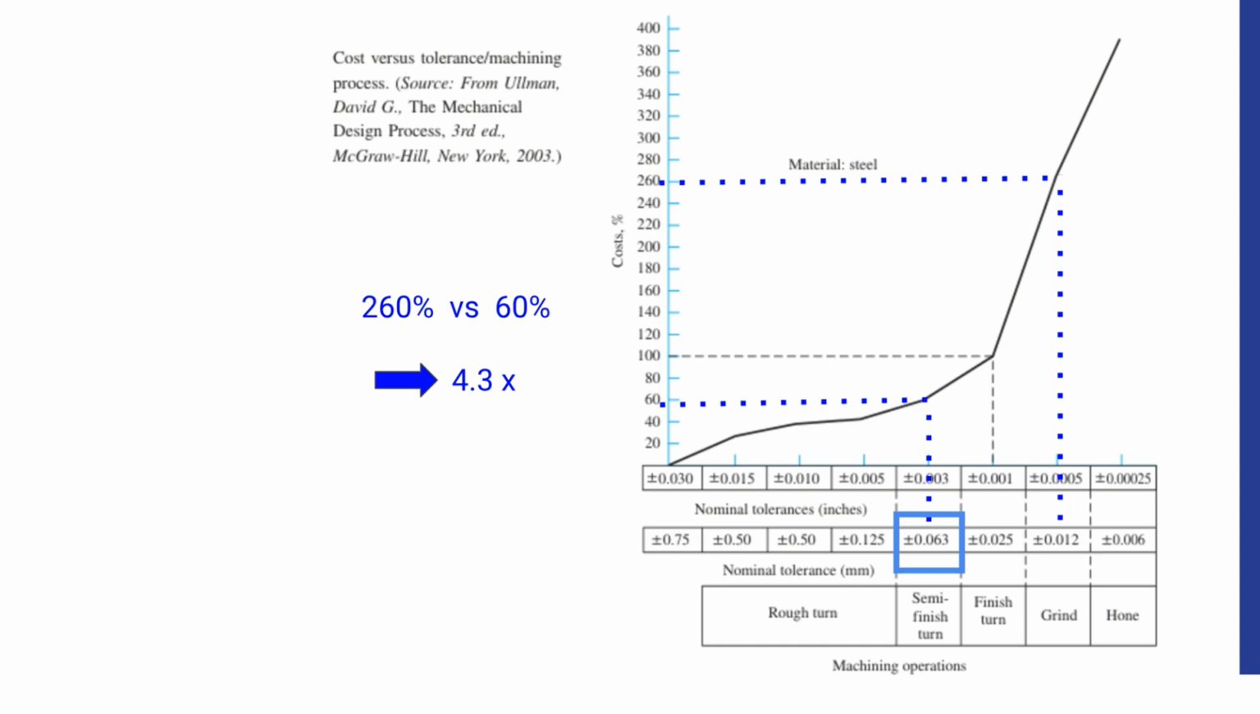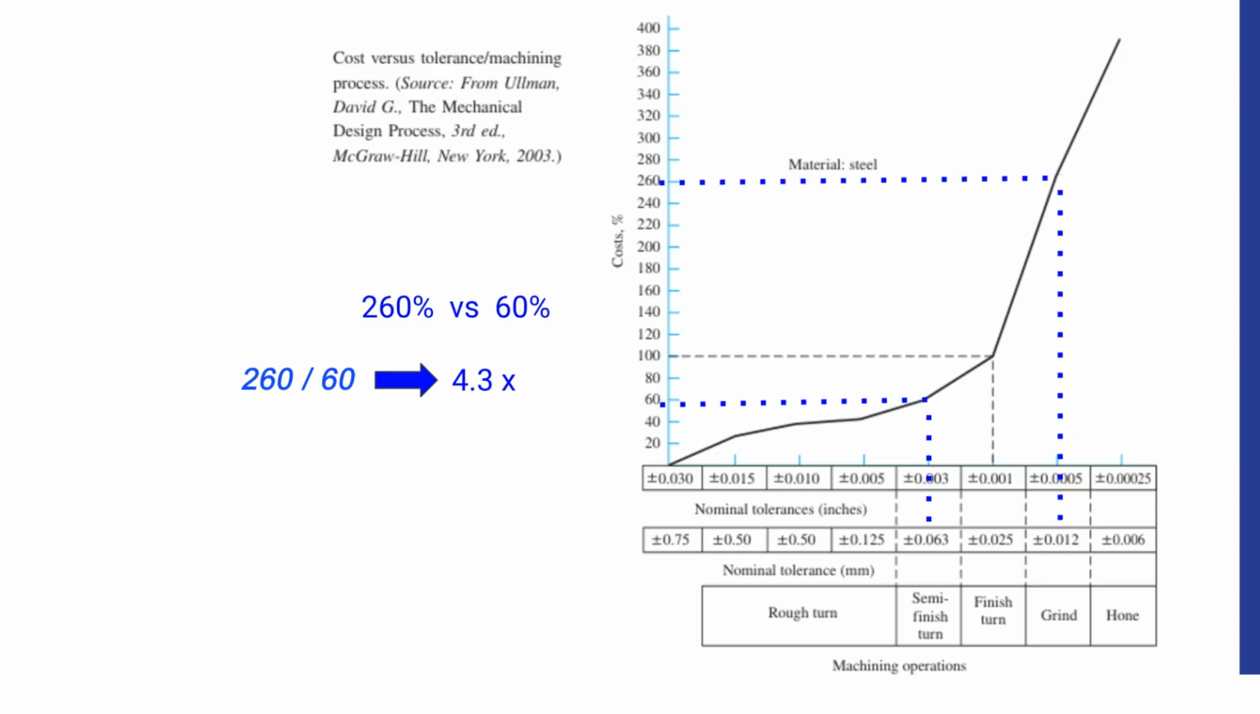And then looking at the value for grinding, which is 0.012 mm, and this falls into the precision finishing, it comes in at roughly 260% of that baseline. So the cost ratio between our two processes is 260% divided by 60%, which gives approximately 4.3 times. So tightening your tolerances from 0.06 to 0.012 mm is roughly 4 times more expensive, 4.3 times more expensive.